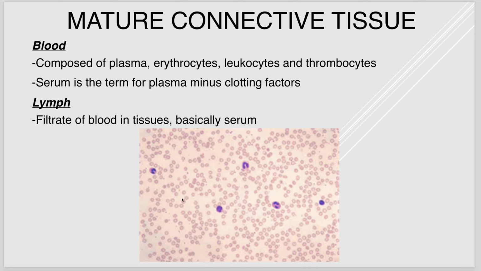Here's a blood smear. These are white blood cells, neutrophils. This one looks like a lymphocyte. These are red blood cells, all these guys, and then the little specks are the platelets or thrombocytes.